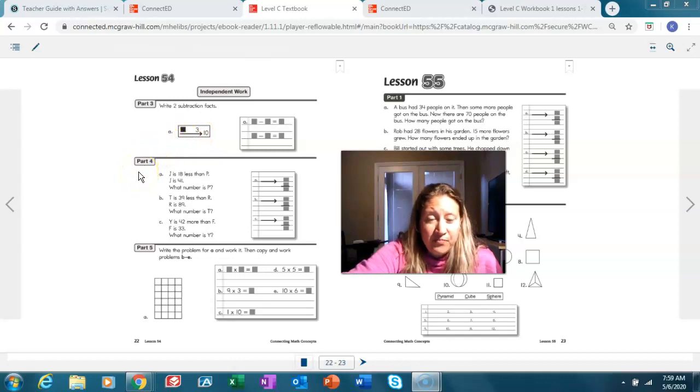For part 4, you have some comparison word problems that you're going to work. For part 5, you have some multiplication. You have the array here for A, and then the other multiplication problems to work.